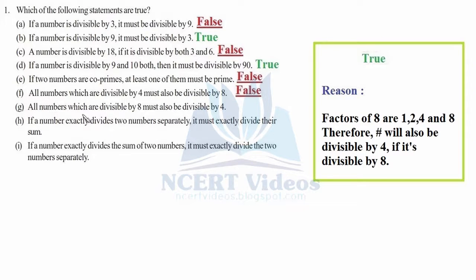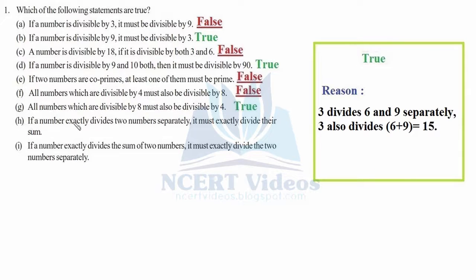G. All numbers which are divisible by 8 must also be divisible by 4. It is true. Factors of 8 are again 1, 2, 4 and 8, and 4 falls in the factors. Therefore, a number will also be divisible by 4 if it's divisible by 8. Therefore, it is true.